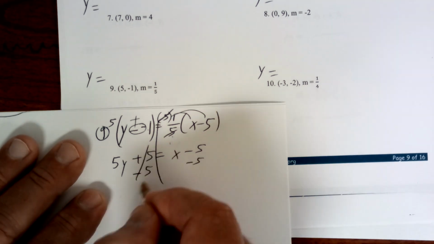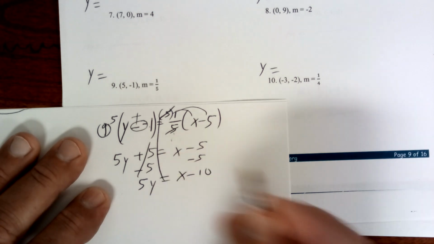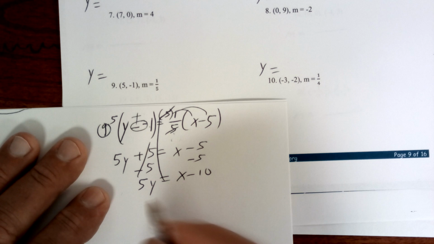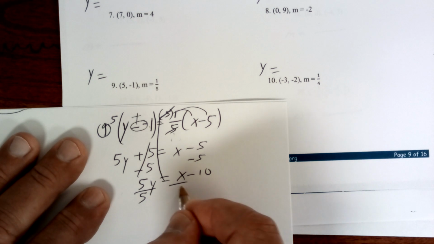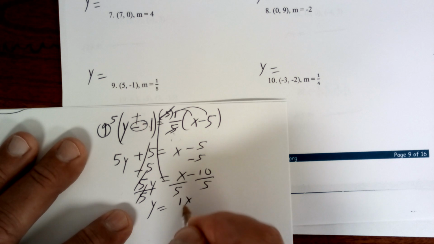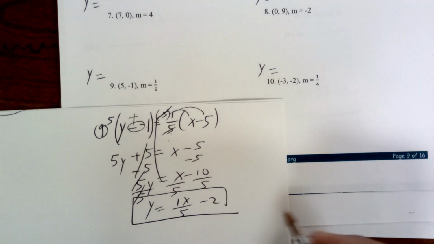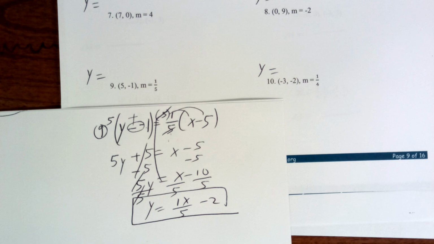So you get 5y equals x minus 10, right? You got to add those up, and then you got to divide by 5 to get y by itself. So y equals 1x over 5 minus 2. That is slope-intercept form. So if it's a fraction, multiply by the denominator.